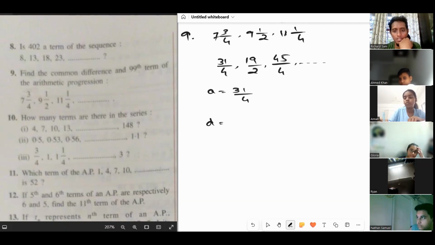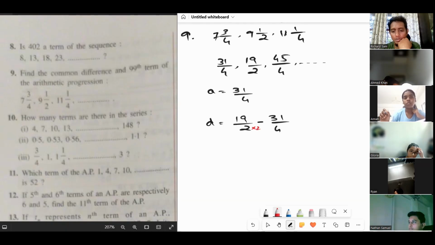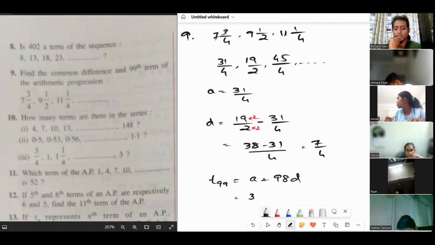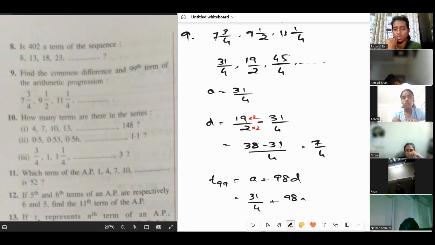And the difference, just subtract any two. So it's 19 upon 2 minus 31 upon 4. Make the denominator the same by multiplying this by 2. So that is 38 minus 31 upon 4, which is 7 upon 4. That is your D. Now we need to find the 99th term. So T99 would be A plus 98D. Just substitute: 31 upon 4 plus 98 into D. D is 7 upon 4.